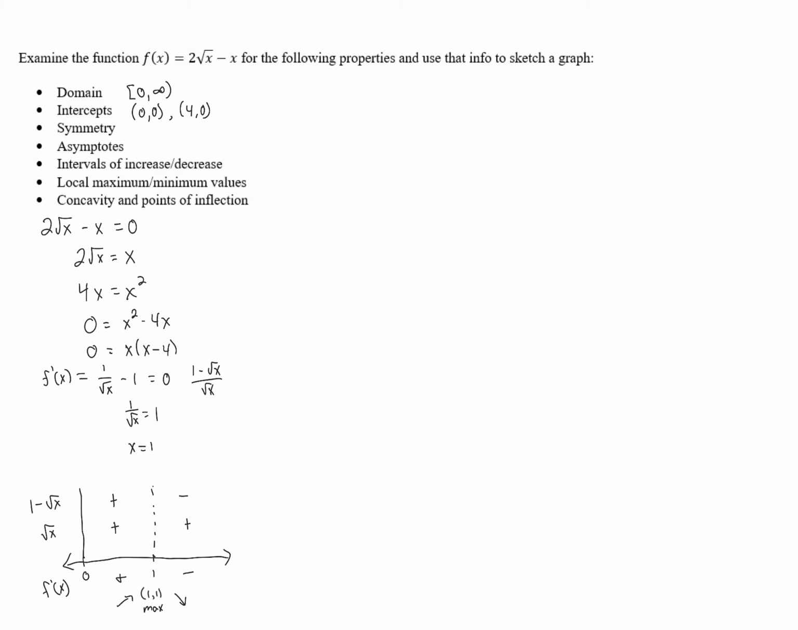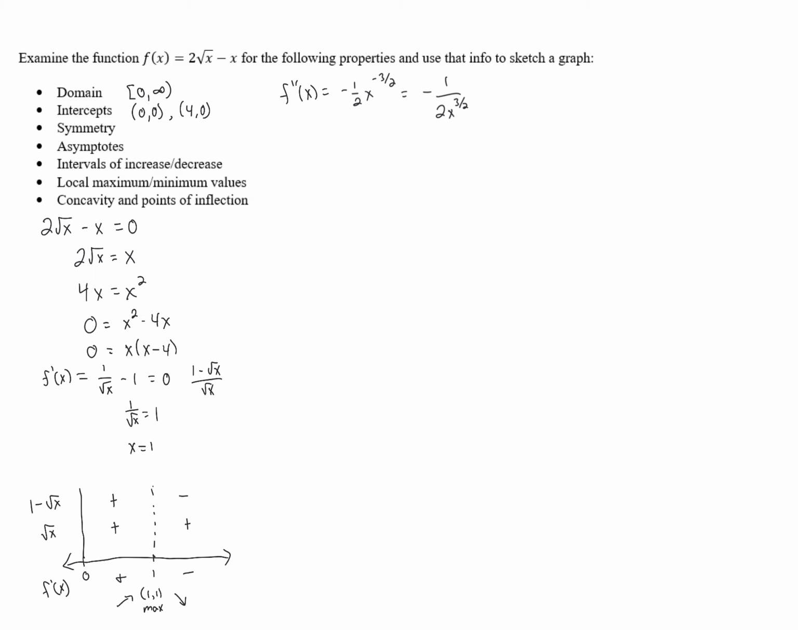All right. For concavity, we need to find the second derivative. And so we need to differentiate the first derivative, which we've got right down here. The derivative of a constant is 0, so we just need to differentiate 1 over root x. That's the same as x to the negative 1/2 power. The derivative of that is going to be negative 1/2 x to the negative 3/2. And that is the same as negative 1 over 2x to the 3/2 power.